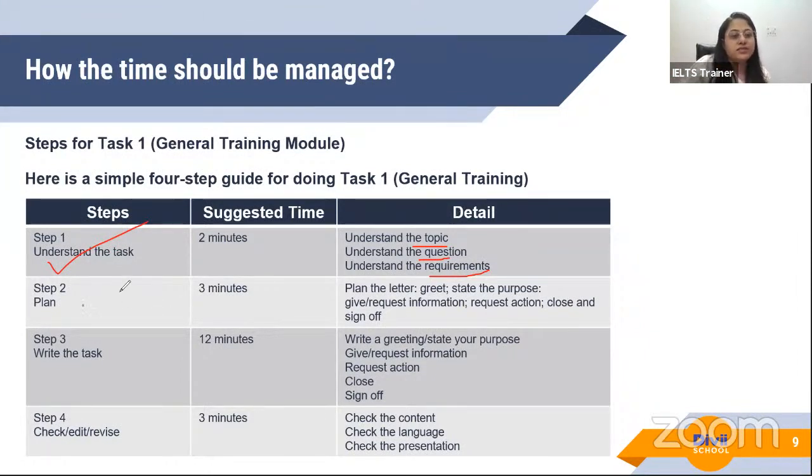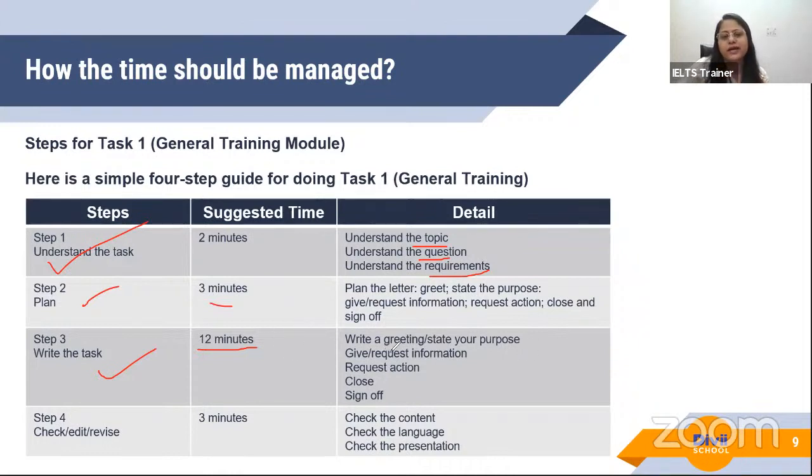Then step two is the planning. Obviously you will take 3 minutes: you've thought of these things, you have understood everything, and now you just need to write everything down on paper, maybe in some separate place. That is the planning part. All right, now comes step three, writing the task. I think you will be able to write your answer in 12 minutes if you have already given good time to understanding and planning your question. What you're going to write has already been planned by you, so you can easily write your answer in 12 minutes now.